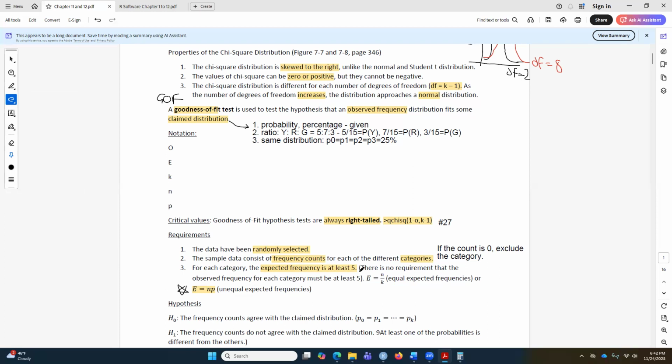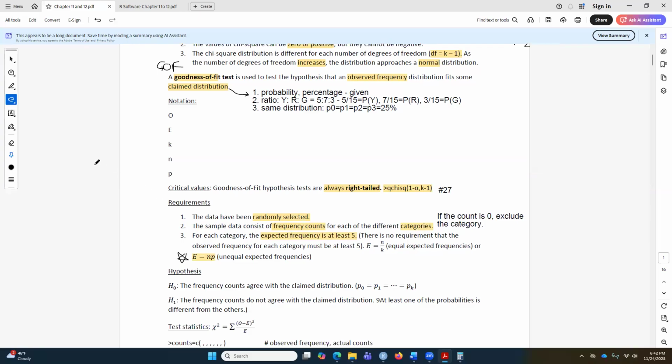Yes, if you remember what we did in chapters 7, 8, 9 on test 2, that is a final test 2 formula for this. I will add a little bit more when you come back to Monday class on December 1st. This E equals np is one of the formulas that you have. Okay. The hypothesis statement, the H0, is going to be the frequency counts agree with the claim distribution.